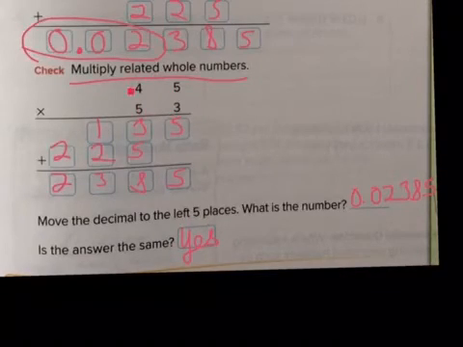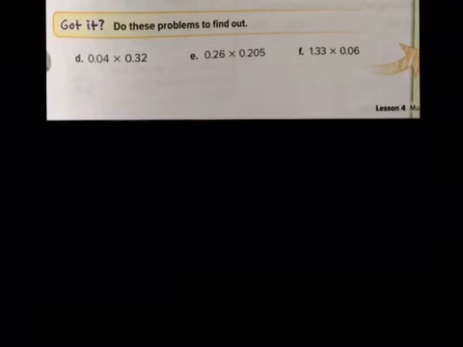Don't forget the number of decimals you took away because you have to put them back in. That's the key answer. Write C as well, or yes in Spanish. Okay, now at the bottom of page 203, you will do these 3.